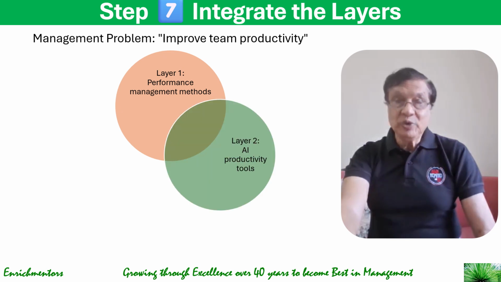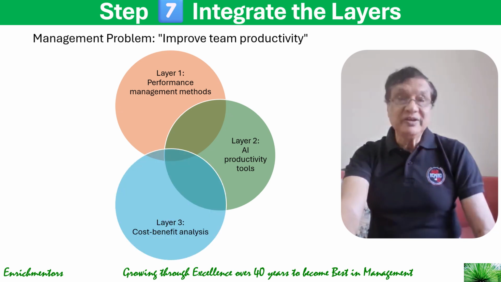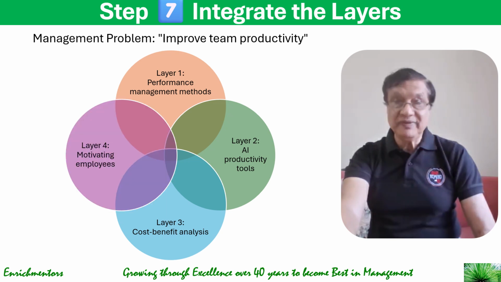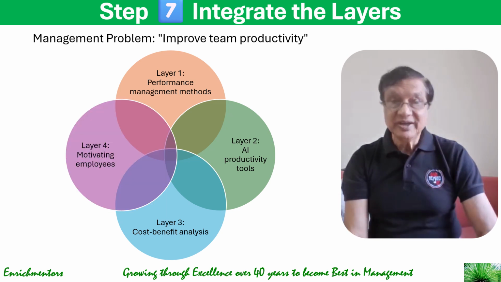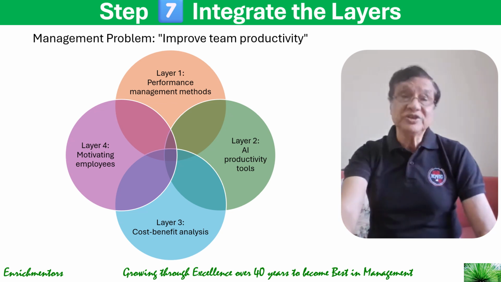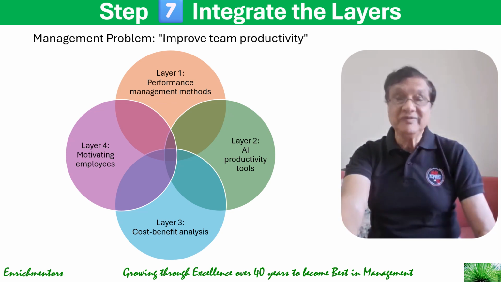Then you see what the AI productivity tools are in improving productivity and learn about them. Then you learn about the cost benefit analysis as part of strategy. And then you look at human factors of motivating employees. And then you make all layers work together to have the integrated learning, which is much more enjoyable and productive as well as sustainable.